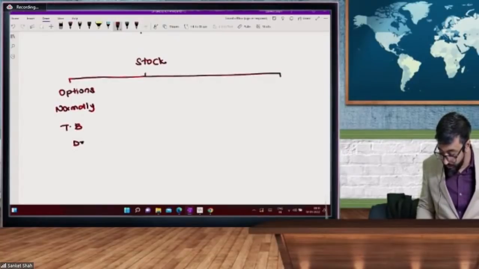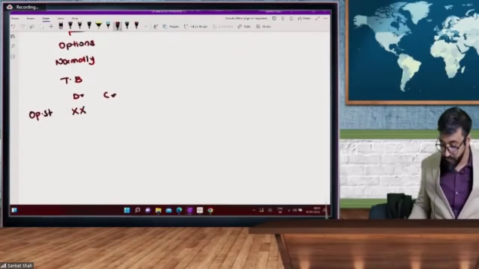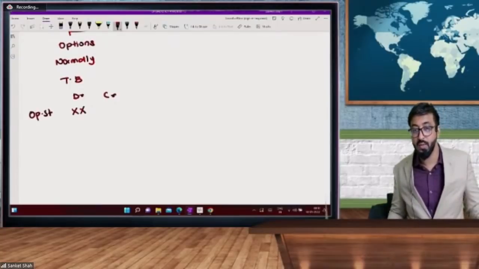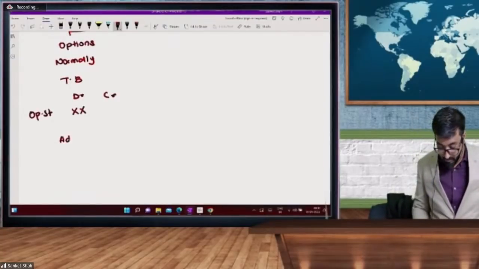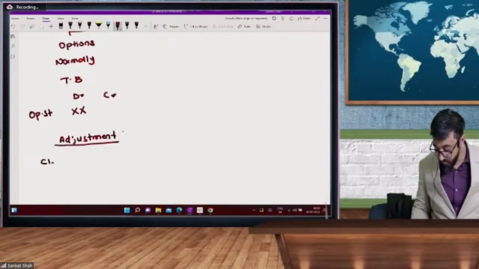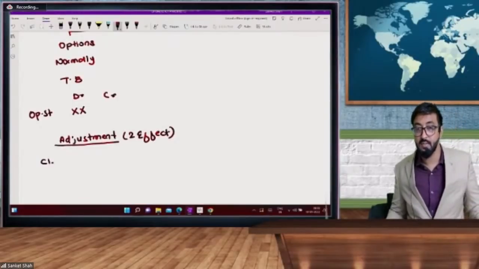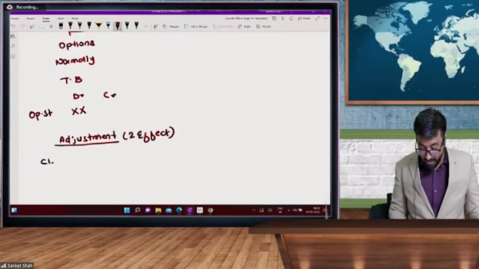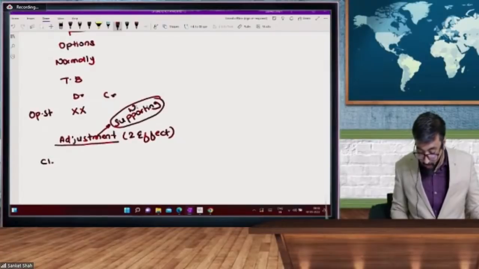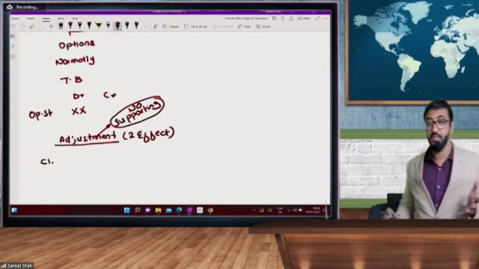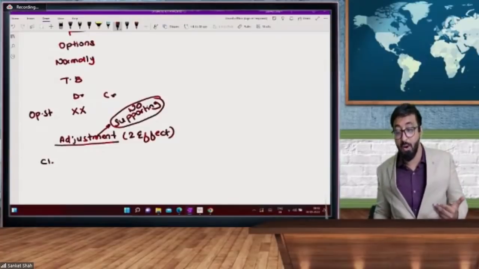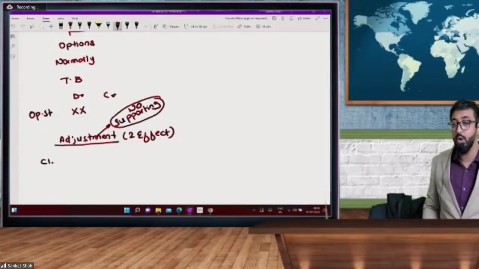In trial balance, debit, credit, opening stock is given in the question, and adjustment. Now what is adjustment? Adjustment means which do not have any supporting. No supporting is called an adjustment. It means you are not having any invoice or any voucher from which you can pass an entry. It's called an adjustment.